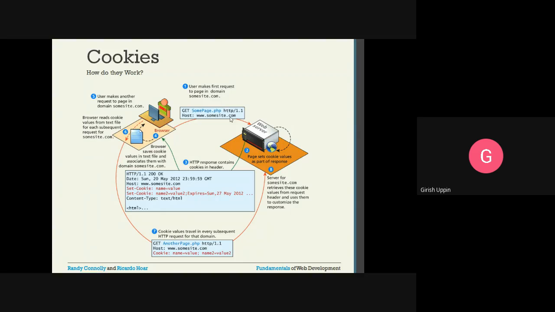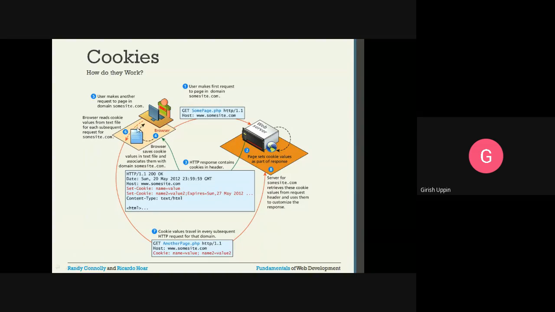So if there are any persistent cookies, whenever the user revisits that website, let's say after 3 days, the same cookie information will be stored on the browser. So this particular browser will be able to access that cookie information. Once it is stored, the browser reads the cookie values from the text file for each subsequent request for somesite.com.